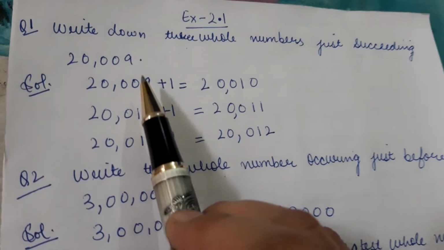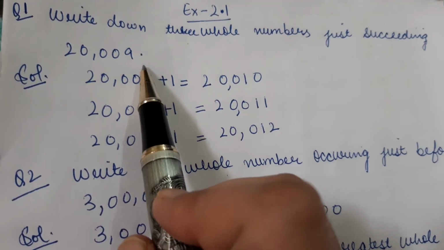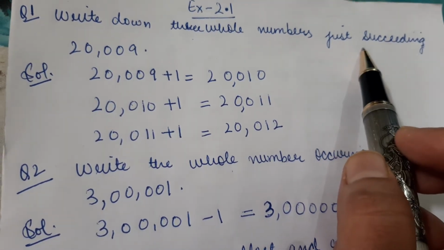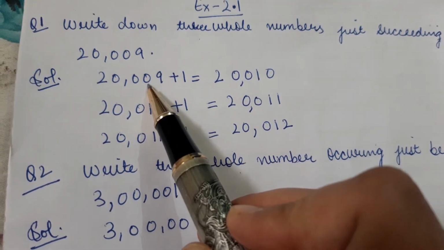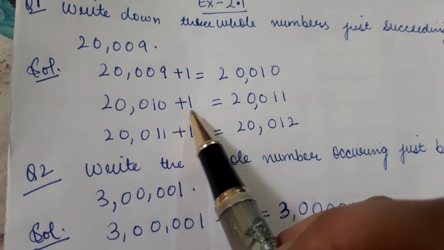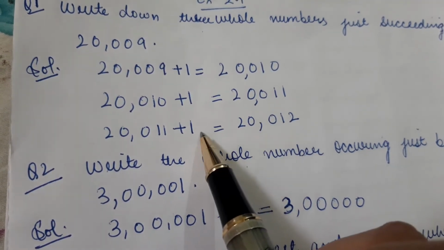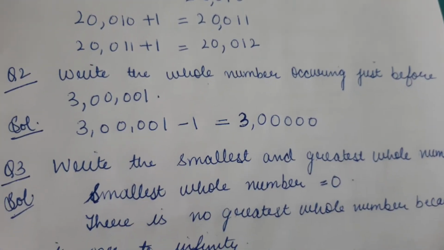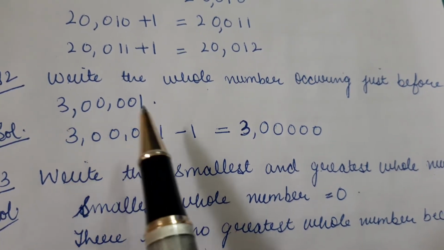Question number 1 is write down 3 whole numbers just succeeding 20,009. Just succeeding means immediate next to it. How will I get it? I will add 1 to this number. I got 20,010. Then next to this, adding 1 to this number, we get 20,011. And the third number, adding 1 to this number, we get 20,012.